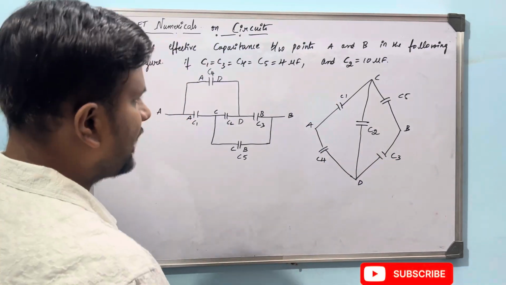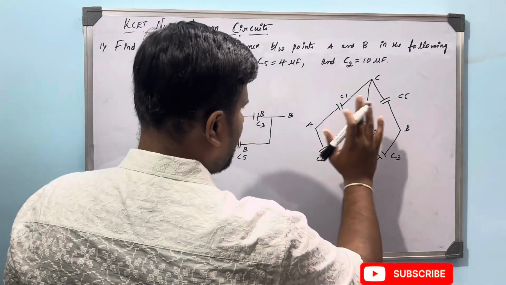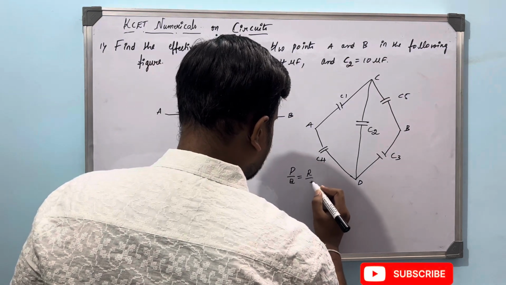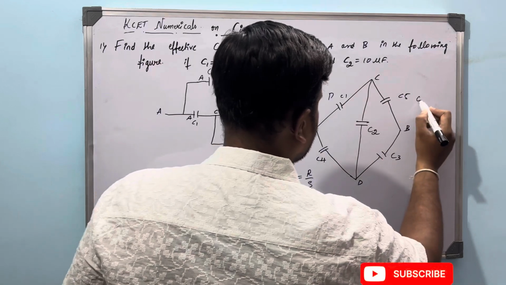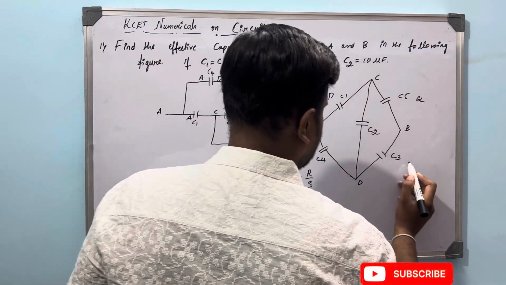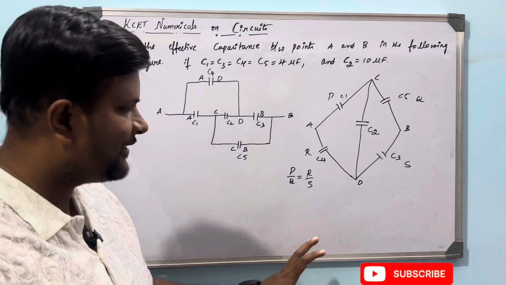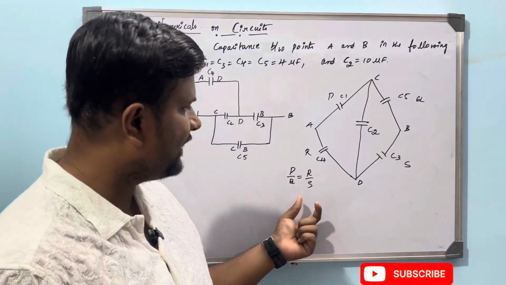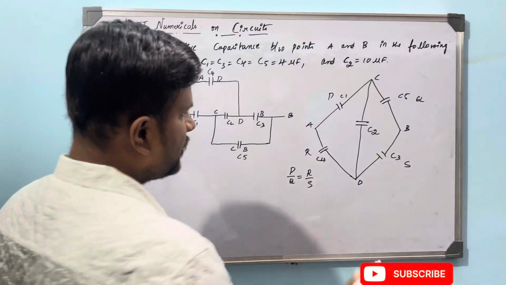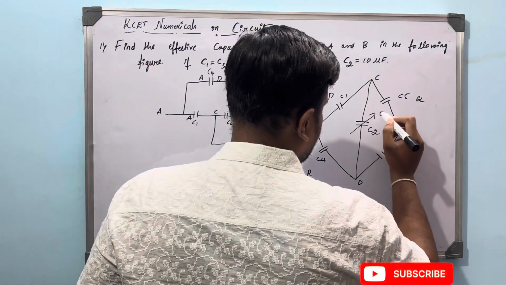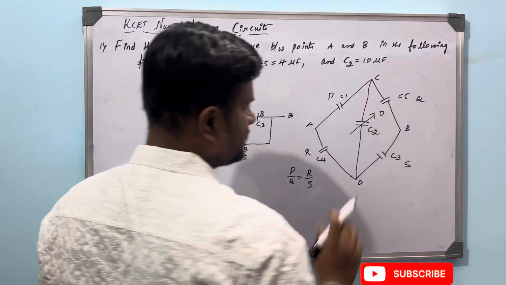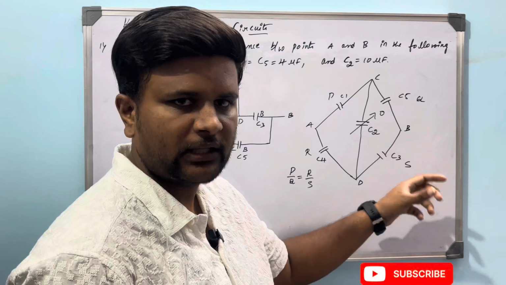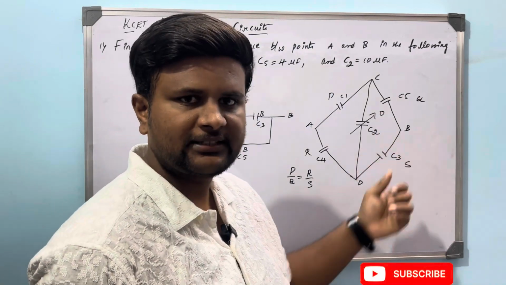Now the condition for the Wheatstone bridge, in the balanced condition, is P by Q is equal to R divided by S. These are the points P, Q, R and S. At this condition, the value in the middle becomes 0. If all the values are the same, then this value becomes 0. You will learn more about this in the current electricity chapter.